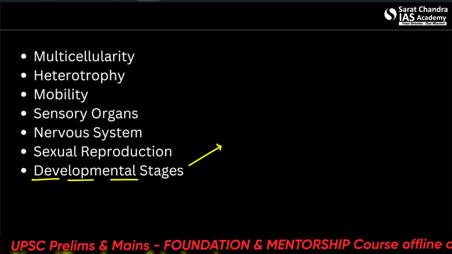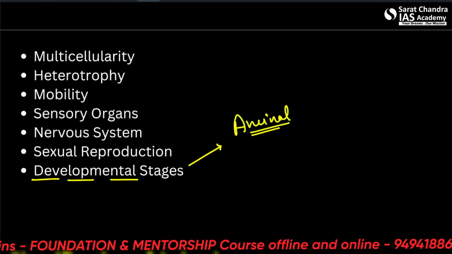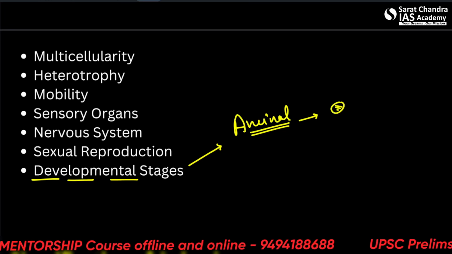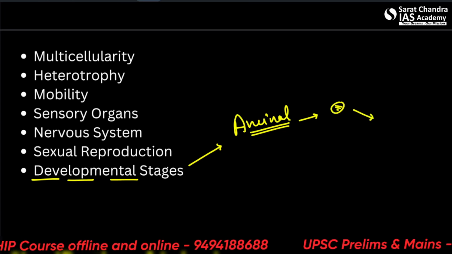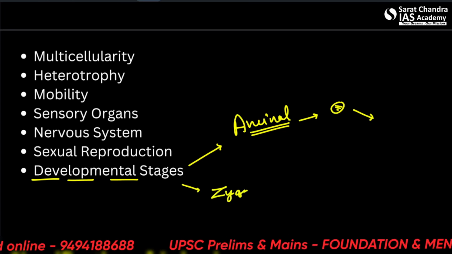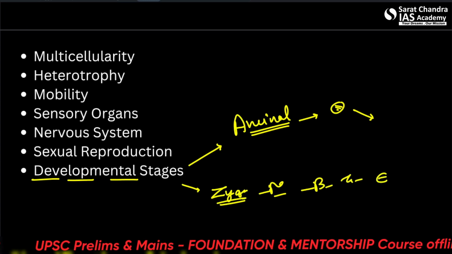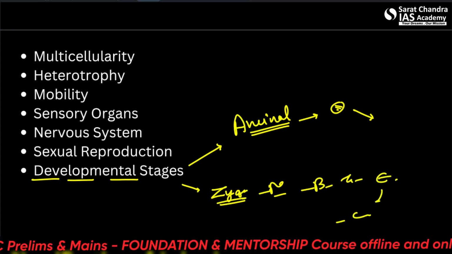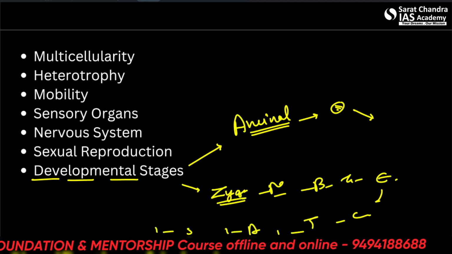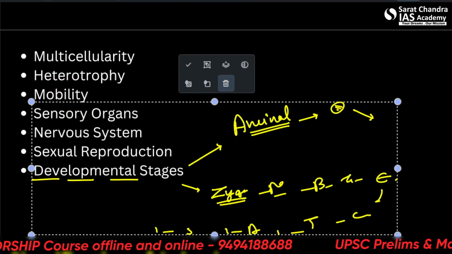That means an animal, from the beginning of its life, from the beginning of fertilization, goes through various different developmental stages such as zygote, morula, blastula, gastrula, embryo, childhood, teenage, old age, senescence, death. So these are developmental stages which animals often face.